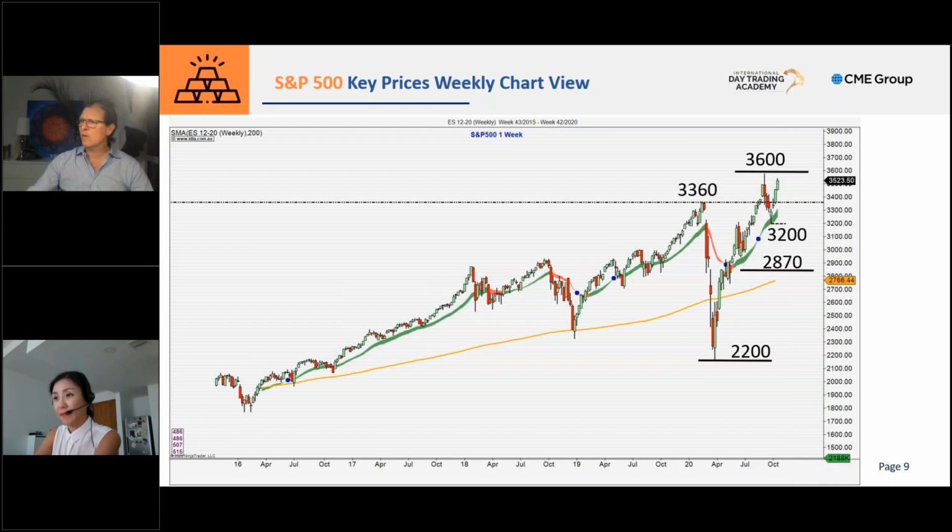Now there's some key levels on the weekly chart we want to look at, and these are for if you want to write these levels down, because these are more of a longer term view.